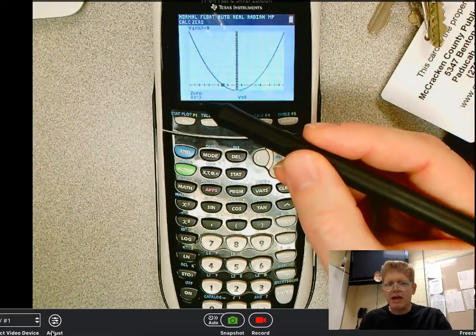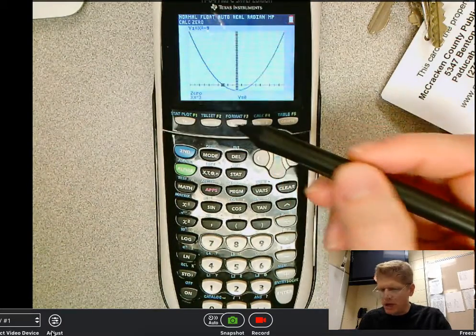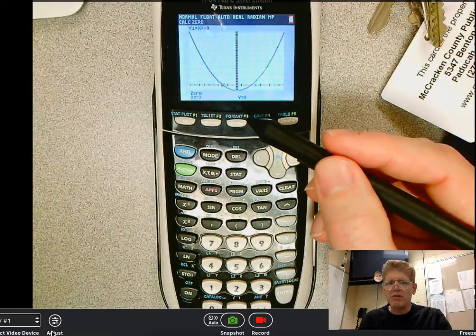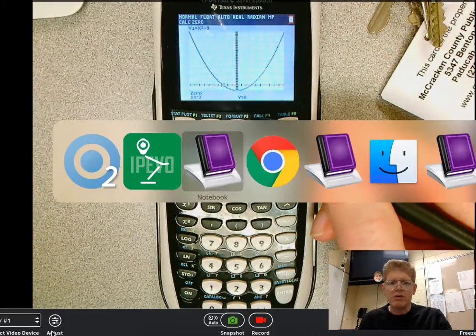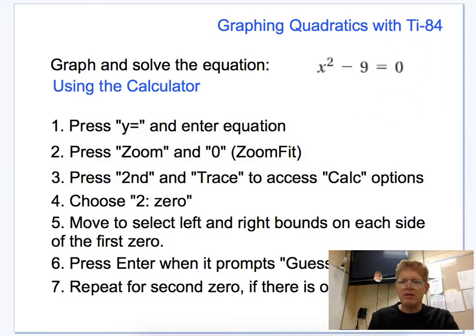Y is 0 and x is negative 3. So that is the coordinate of our first zero, or our first root, and we can write that in there if you want. So our first root is negative 3, 0. And then we need to find our second one.